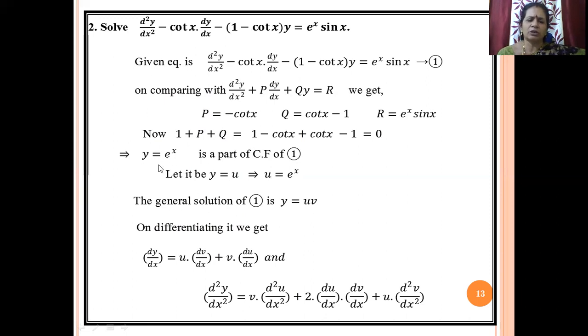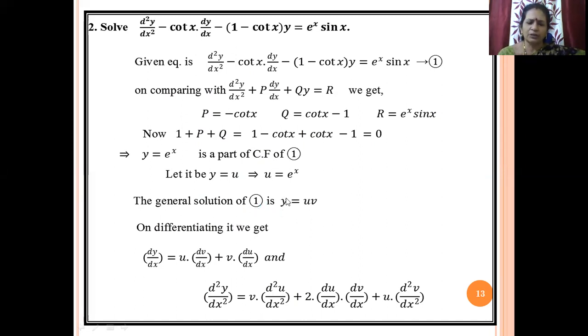So here we got the complementary function as y is equal to e power x. Now after that take y is equal to u. From that u is equal to e power x. Whereas in the previous problem we got y as x, that's why we have taken u is equal to x. Whereas here y is equal to e power x, so that's why we will take u is equal to e power x. Now from that we will take the general solution of 1 is y is equal to uv.